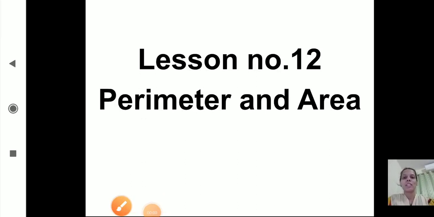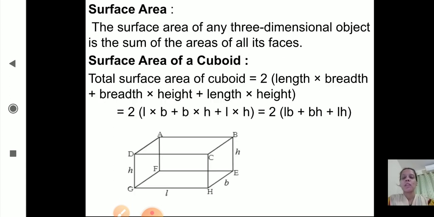In the previous session we have completed practice set 46. Now today we'll start with practice set 47. Before that we'll see the concept of surface area.